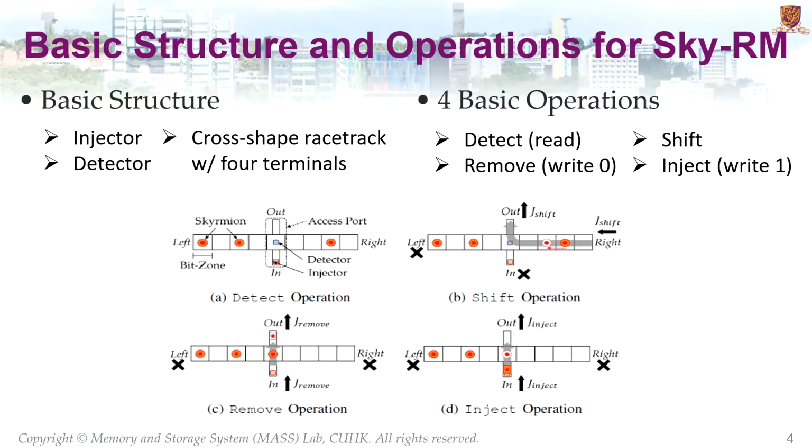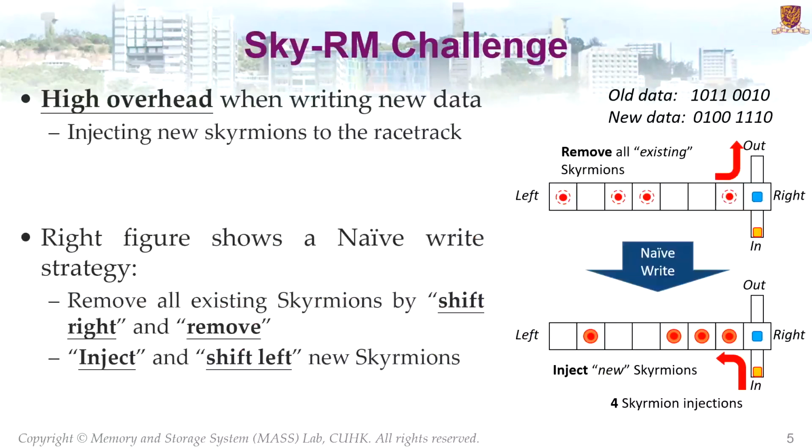The final one is the inject operation, which is equivalent to write 1. And this is the most complicated operation since it contains 2 steps. The first step is to create a new Skyrmion from the injector, and then shift that Skyrmion into the racetrack. And there's one main challenge of the Skyrmion memory: it suffers from high overhead when writing new data, just like other NVM technologies, especially when injecting new Skyrmions to the racetrack.